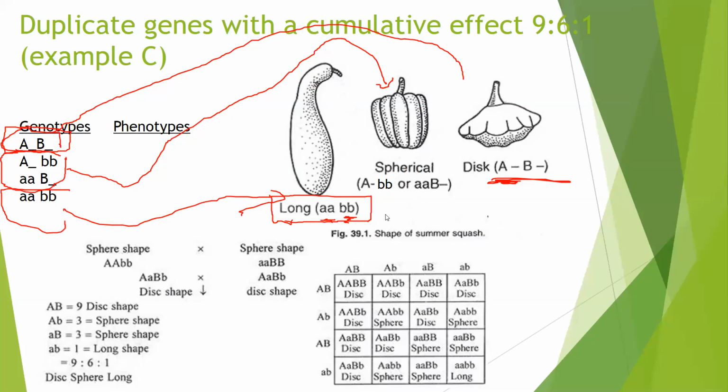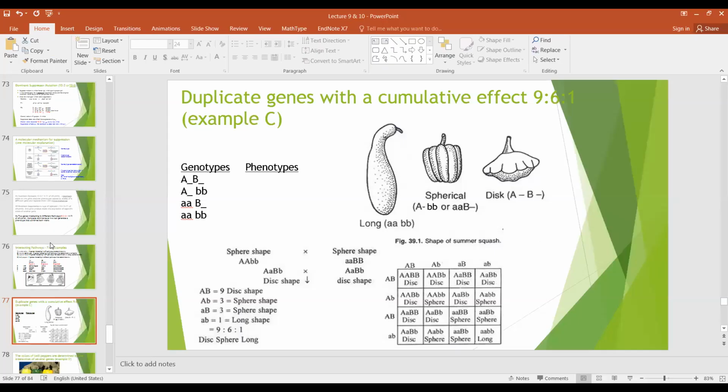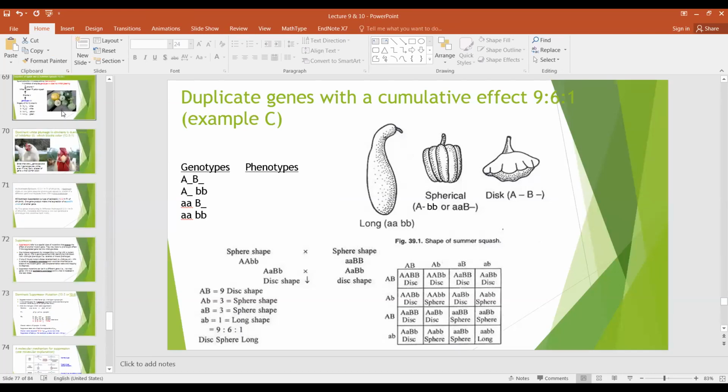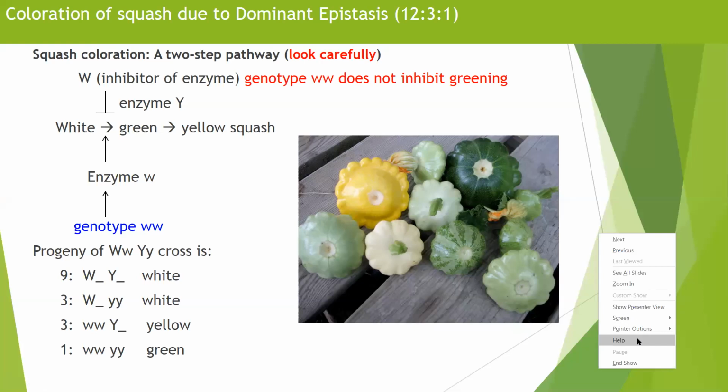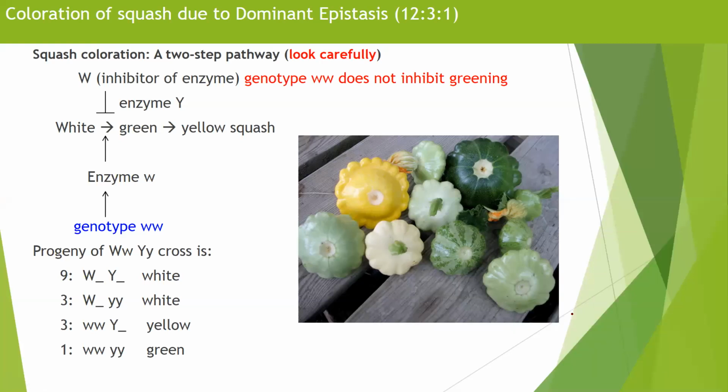So I just wanted some clarification. So capital W inhibits any color, so that would automatically make it white. Okay. But then is lowercase w a precursor to either capital Y yellow or capital Y green or lowercase y green? I see. So you need some explanation in this pathway, right?